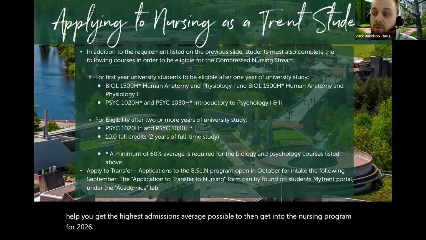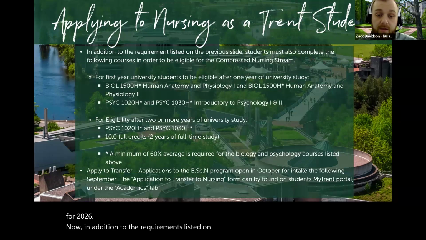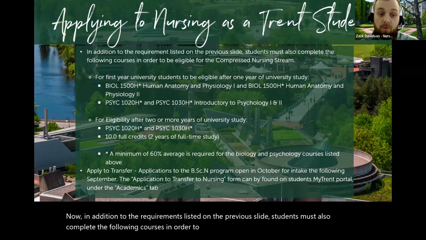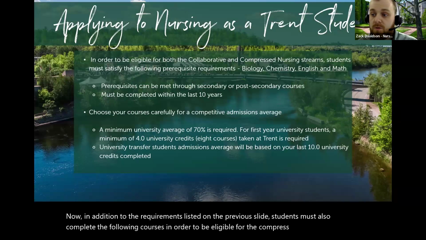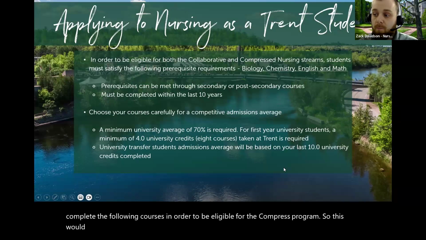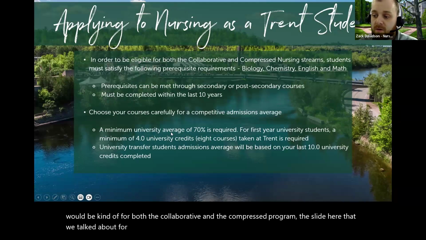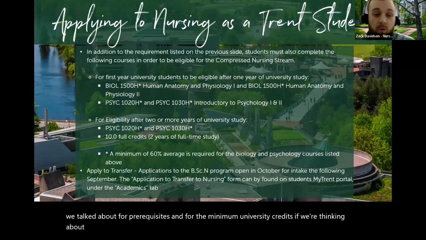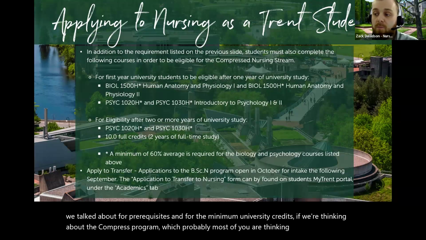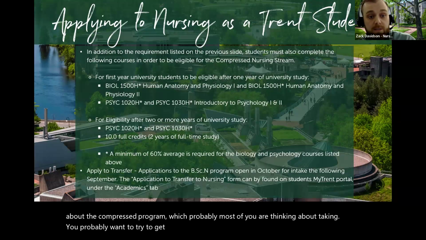Now, in addition to the requirements listed on the previous slide, students must also complete the following courses in order to be eligible for the compressed program. So this would be for both the collaborative and the compressed program, this slide here that we talked about for prerequisites and for the minimum university credits. If we're thinking about the compressed program, which probably most of you are thinking about, you probably want to try to get into the compressed program.